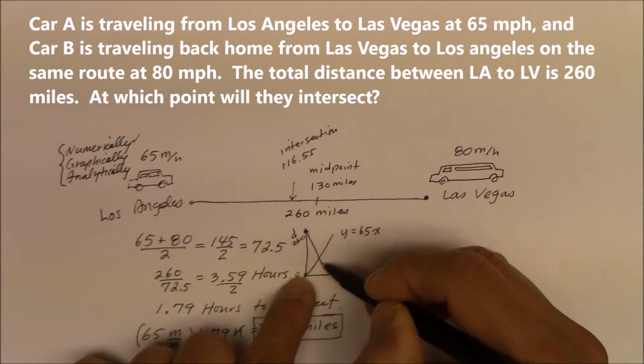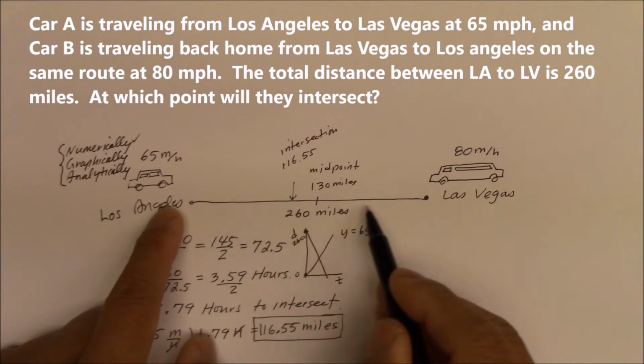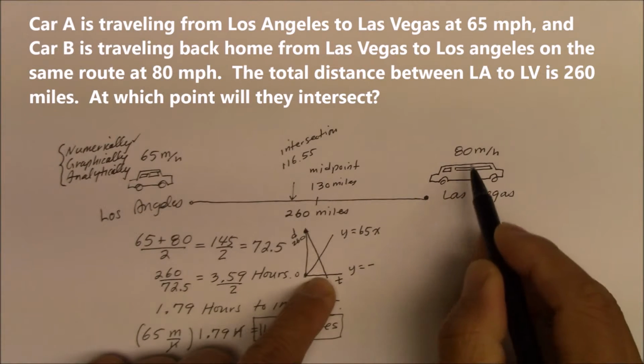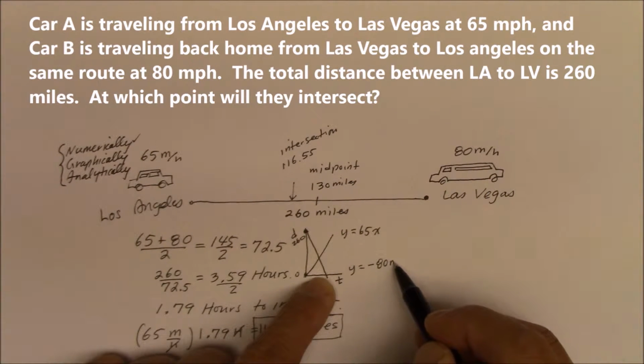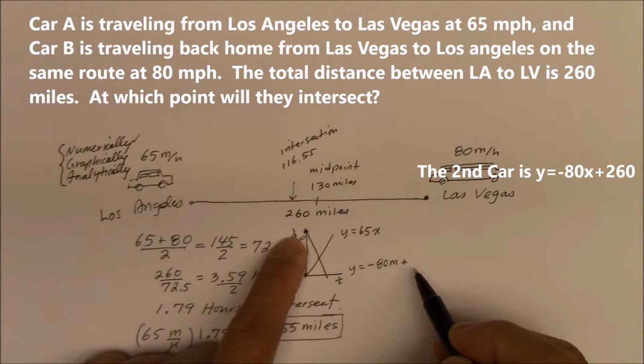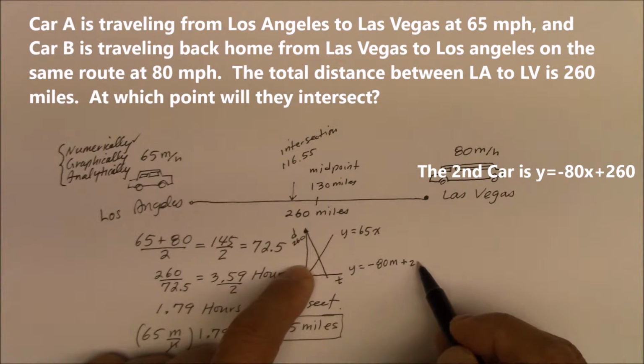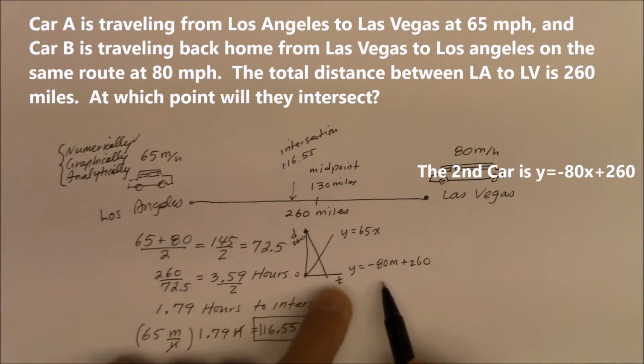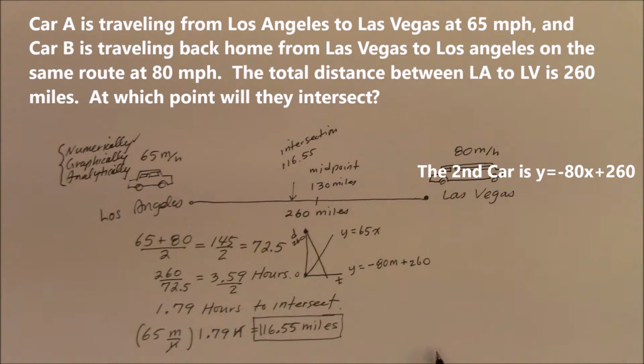But what they want to do is decrease the distance. So they needed a negative rate, negative 80 miles per hour, plus the distance at which they are located at this point. Those are the two equations they came up with to represent car A and car B. And when they talk about intersecting, they're talking about the horizontal and vertical coordinates, x and y, and that is when they're congruent. So that's how they did it, graphically.